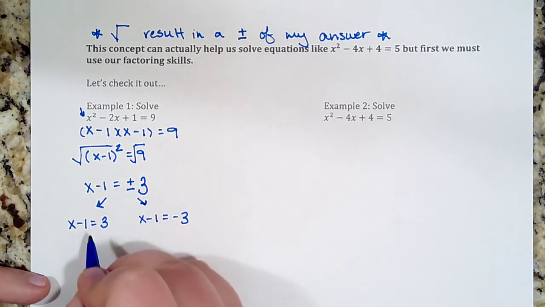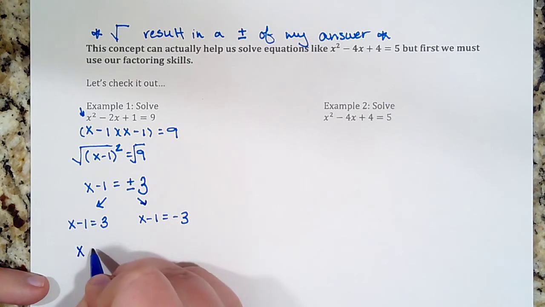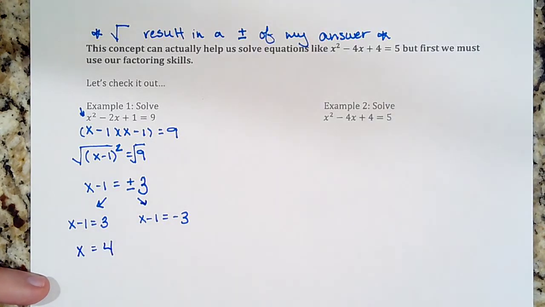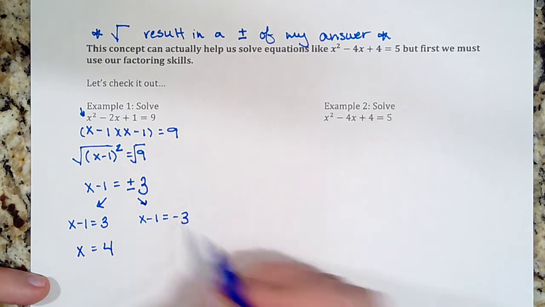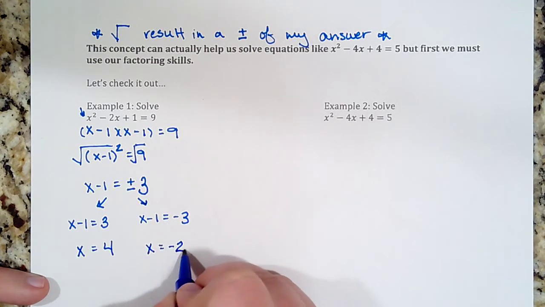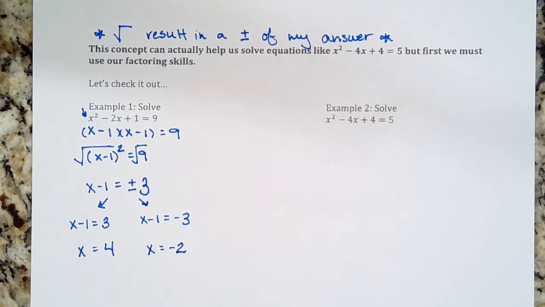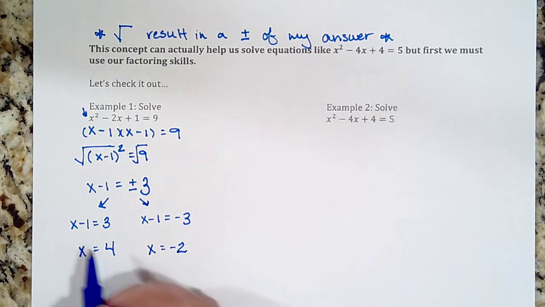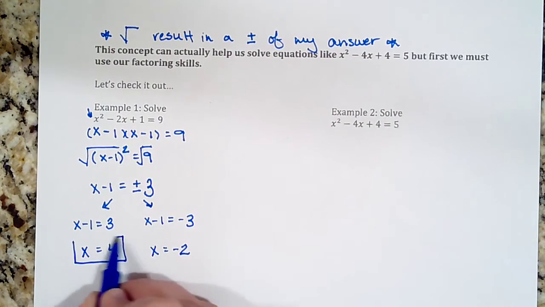So now let's solve. Move that 1 over by adding. We get x equals 4. We move the 1 over here, and we get x equals negative 2. Just like that.